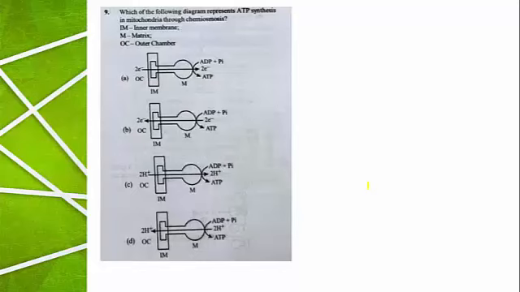Then moving to the next question. Which one of the following diagrams represents ATP synthesis in the mitochondria through chemiosmosis? Remember, in mitochondria as well as in chloroplast, ATP synthesis occurs through the chemiosmotic hypothesis. The protons are collected. The movement of protons through the ATPase enzyme of the F0-F1 particle of the mitochondria and the CF0-CF1 particle of the chloroplast results in the synthesis of ATP from ADP and inorganic phosphate.